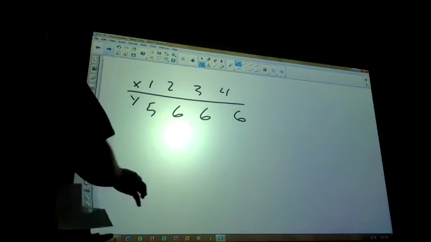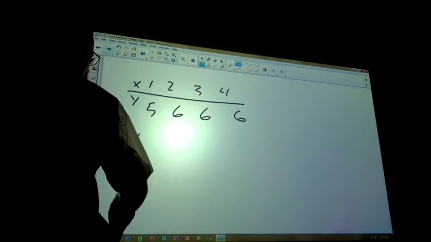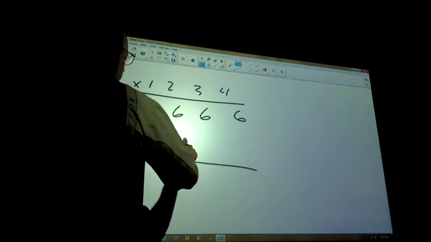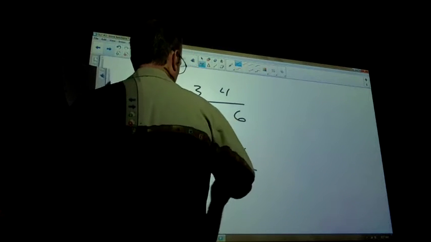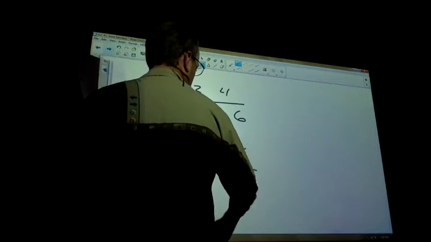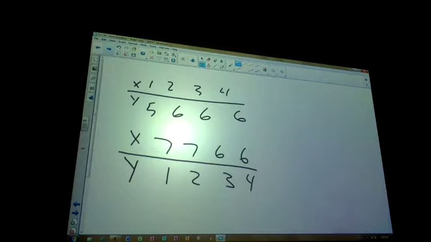Okay, create a relation that's not a function. 6, 6. 7, 7, 6, 6. I did 1, 2, 3, 4, and then 5, 6, 6, so 7. That's not a function because the x values, which is the domain, repeat. Good. Now let's go to the back.